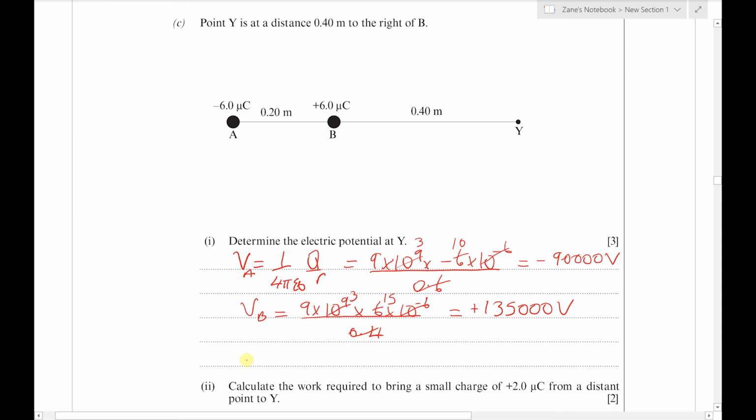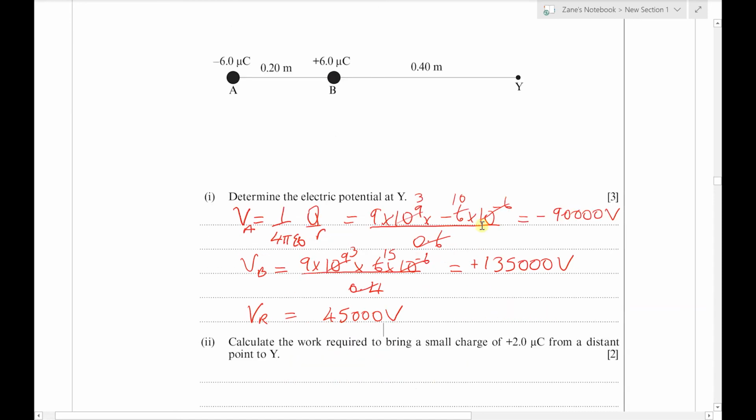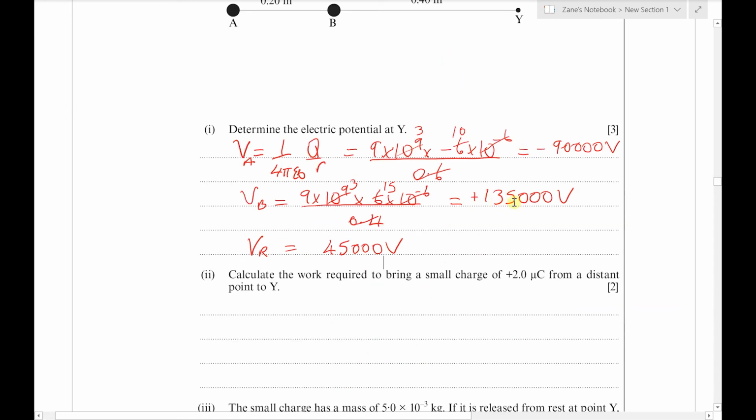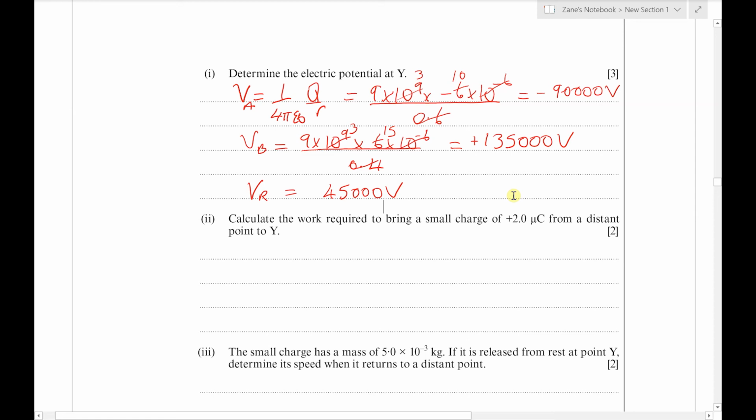The resultant potential, or the total potential, we just add those two potentials together, so let's call it VR, just in line with what we did in the earlier part of the question. Minus 90,000 plus 135,000 will give us 45,000 volts. And that's a positive because the 135,000 was positive.